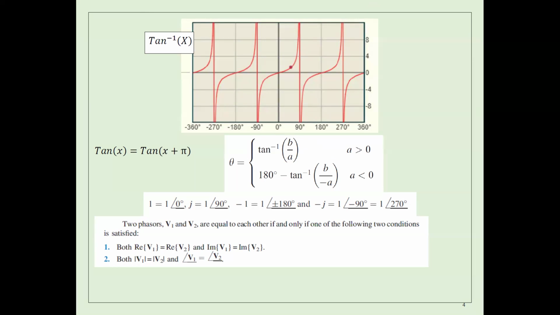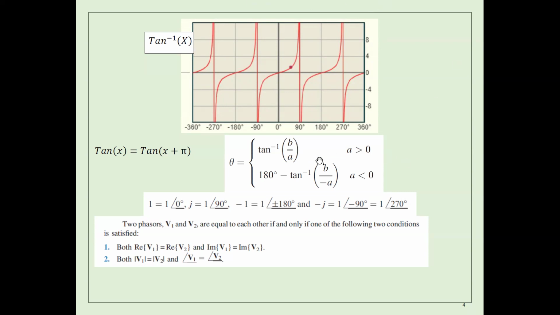However, if A is negative, multiply by negative to make it positive. B can be positive or negative, and then you have to subtract this one from 180. You get what I'm saying? It's like a correction. So you understand what I'm saying? Now this is how you should calculate it.